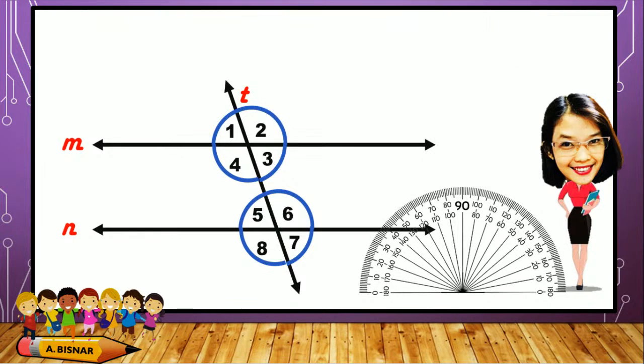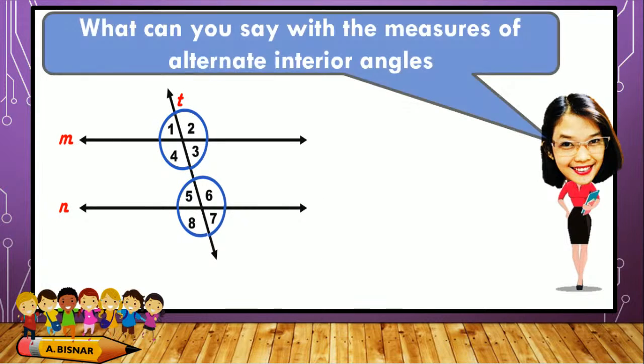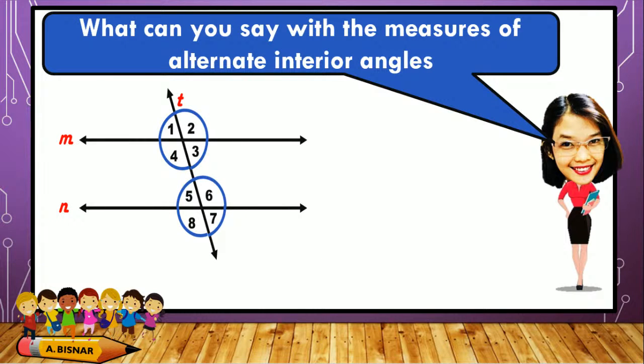Alright. So wait. Let's indicate the measurement. So ano na nga? We have 70, 110, 70, 110, 70, 110, 70, and 110. From the given question, what can you say with the measures of alternate interior angles?